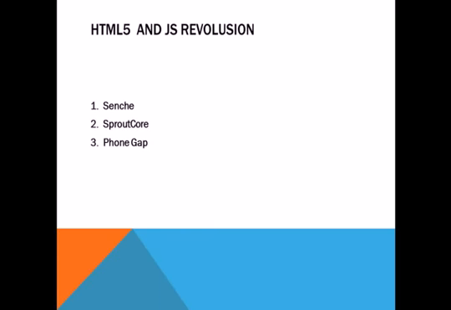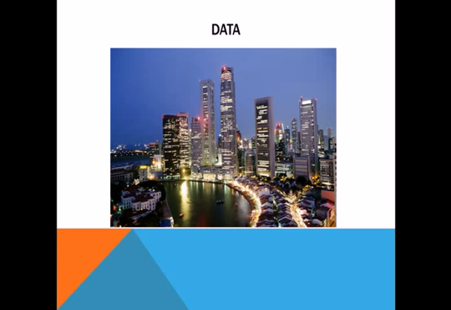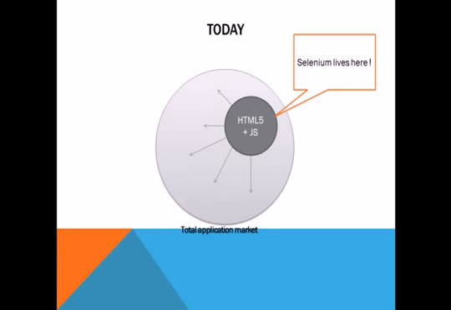As you already know, the HTML5 and JS evolution is already happening. For this we already have PhoneGap and this kind of thing, which are really dominating right now. And data is increasing every day. Millions of records are increasing in your database, so you have to find some way to automate your things to make it efficient. Today the architecture is HTML5 and JS, it is increasing, and our Selenium lives inside the HTML5 and JS.